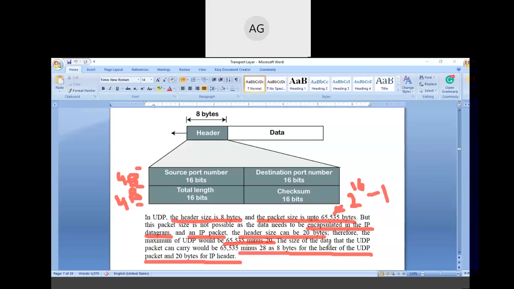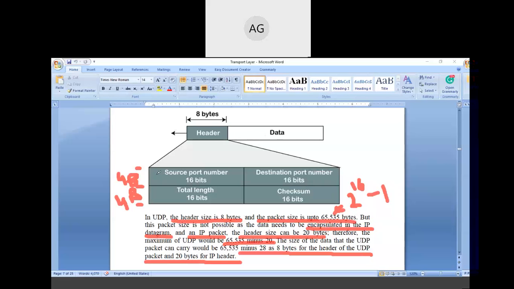This is basically the competitive exam part, as it is a numerical part: what is the maximum size of data that the UDP packet can carry? This is the maximum size, 65535 minus 28, so 20 bytes from the IP header and 8 bytes from the UDP header. So just remember this header format.